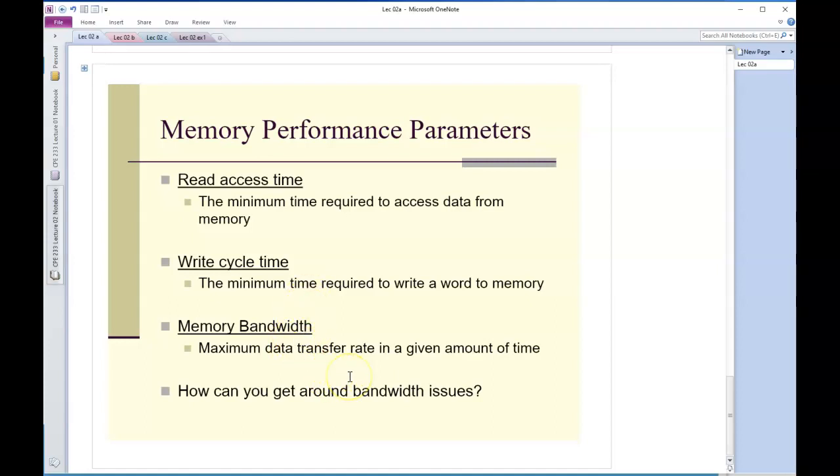Anyway, the way to get around bandwidth issues is to reduce the access time and write cycle time. So just get a faster memory. The issue with faster memory is that it is more expensive memory. And that's it.